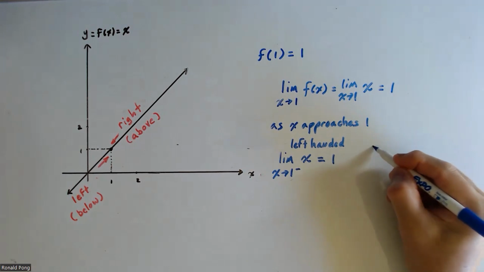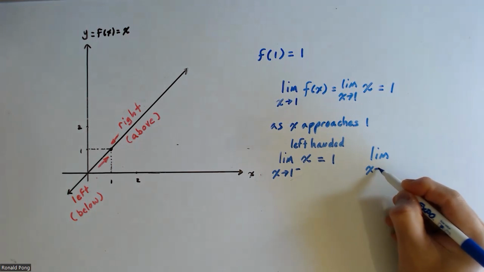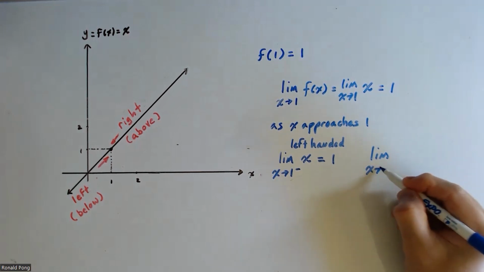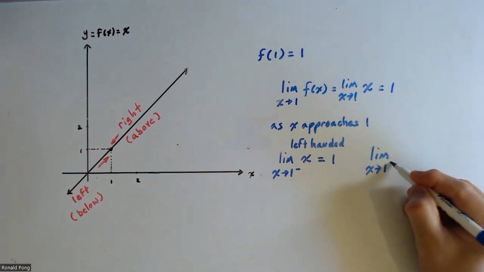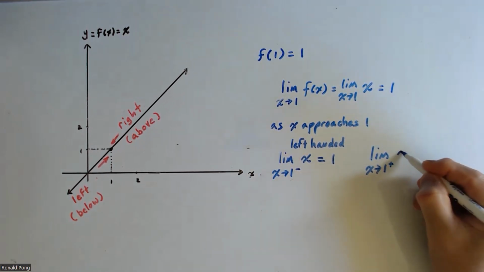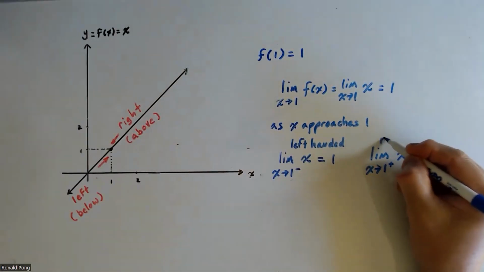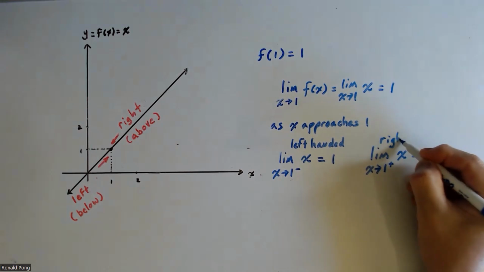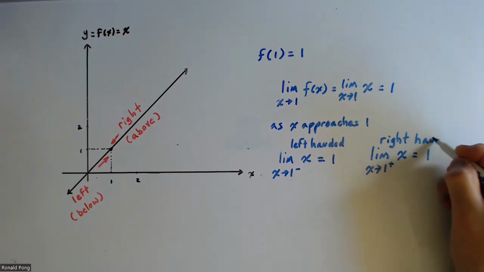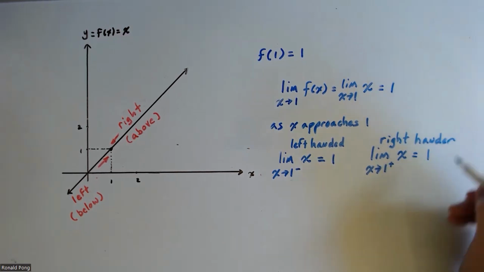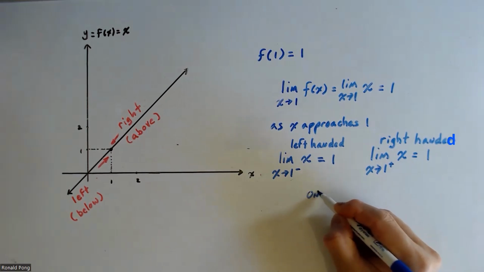Likewise, there exists a right-handed limit. Again, we're going to write LIM, x, arrow to the right, 1, and we're going to write a little plus sign. And again, we see for a right-handed limit that we are also approaching the value of 1. The left-handed and right-handed limits are called one-sided limits.